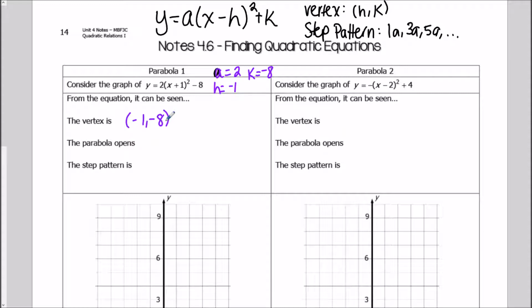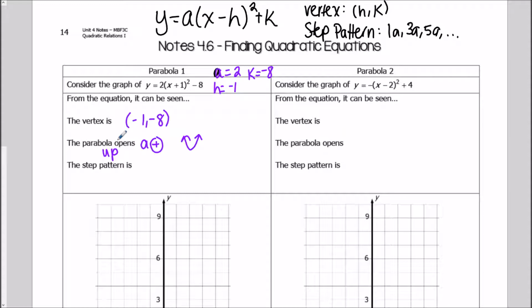Okay, now that I've done that, I want to see if the parabola opens up or down. Well, the a value is positive, so since a is positive, we can say that it's going to open up. Okay, so the parabola opens up.